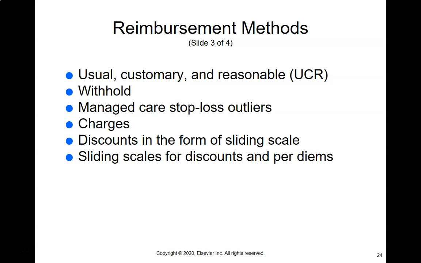And what is a sliding scale? It is a form of discount with a limit in which the percentage amount increases based on hospital numbers. An example could be the number of bed days per year.